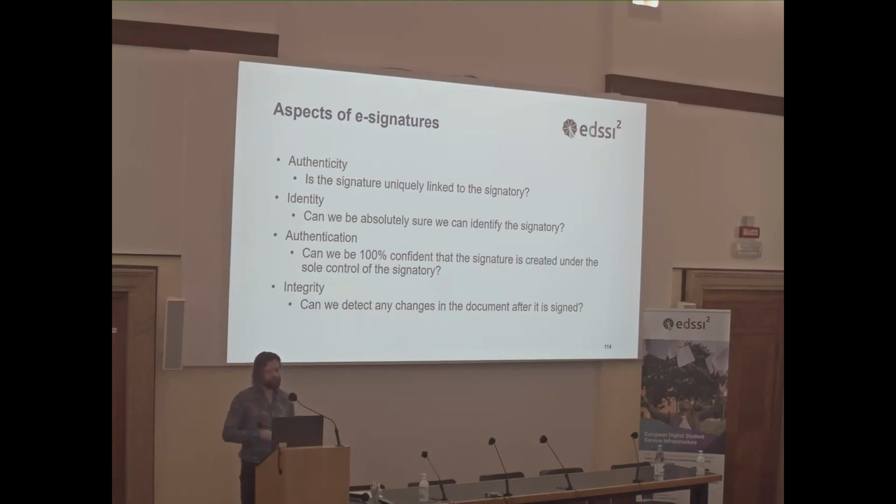So basically, if all these four aspects are both needed and actually fulfilled, that's usually what we call a digital signature. If maybe one or none of these aspects are fulfilled, or maybe they're not needed, that could be the case as well. That's usually when we talk about electronic signatures.